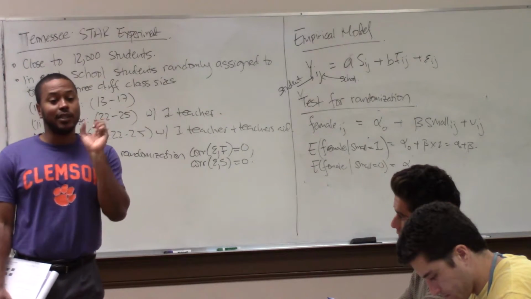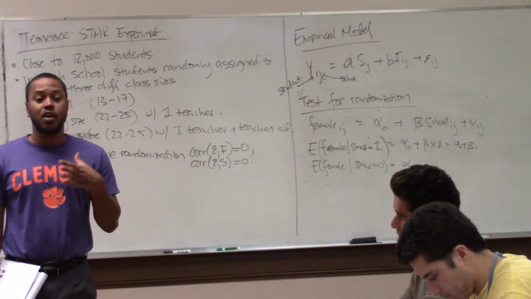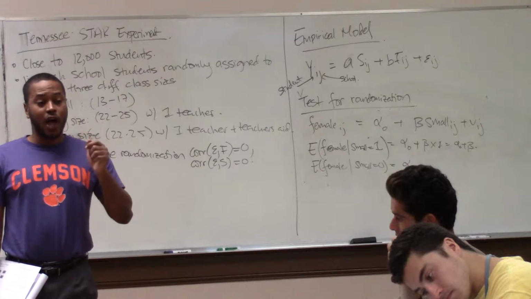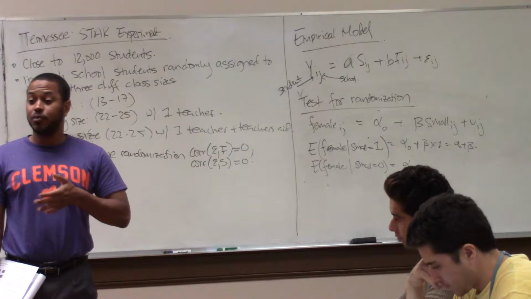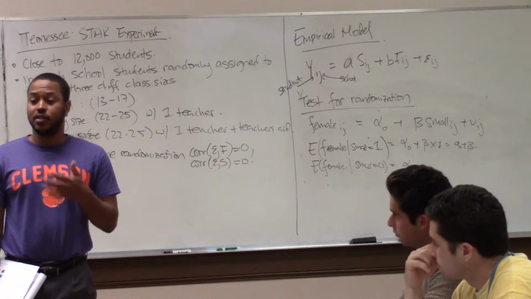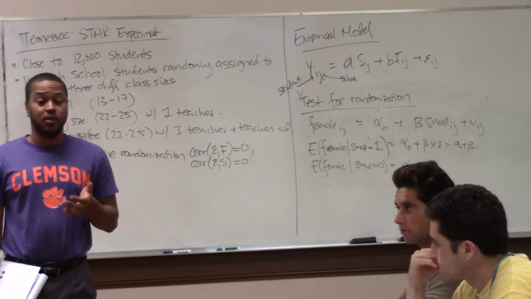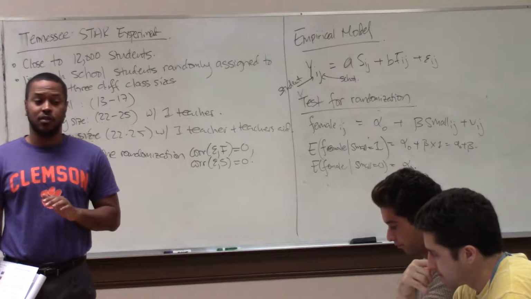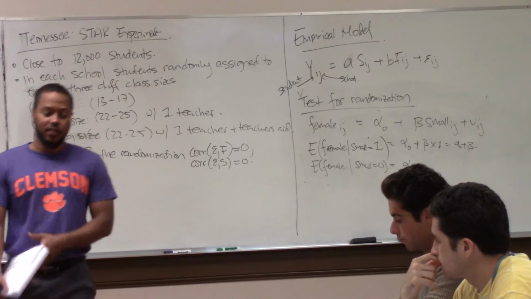If beta is statistically indistinguishable from 0, that's going to suggest that, based on the observable characteristics of the students, there seems to be random assignment. Does that make sense? Any questions on that? Okay, good. All right.